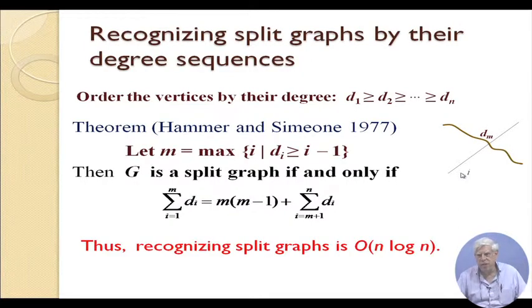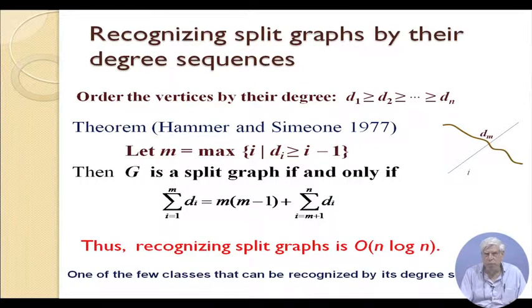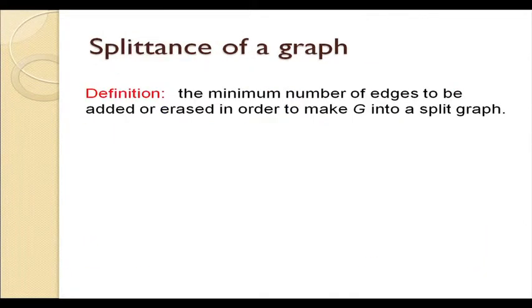Okay, why is this interesting? Well, first of all, it's a nice equation, but it allows us to recognize split graphs in n log n time. Why? We can just sort these degrees and then find the place where I meets the curve, just with a linear search. And so determining that M allows us to then calculate this formula. Either it works or it doesn't. So this is one of the few classes of graphs that you can recognize in n log n time. You only have to look at the edges because of this characterization. It can be recognized just by its degree sequence.